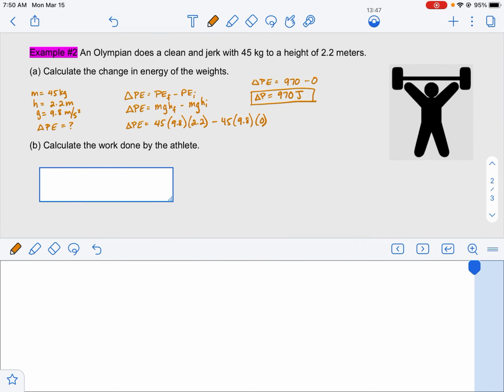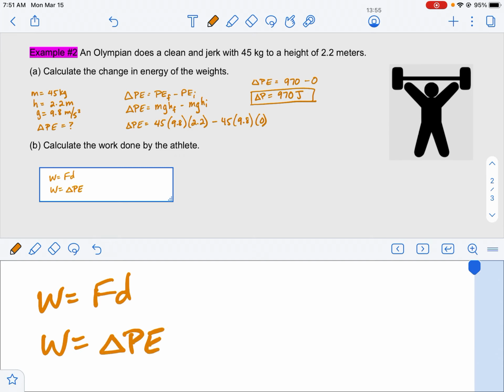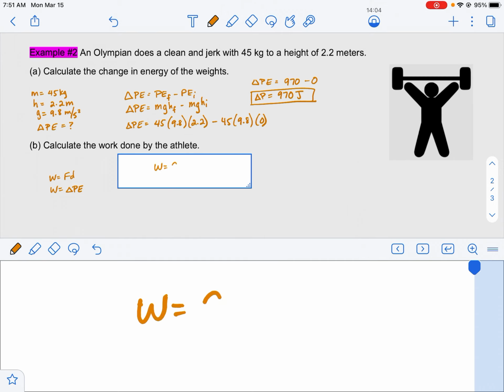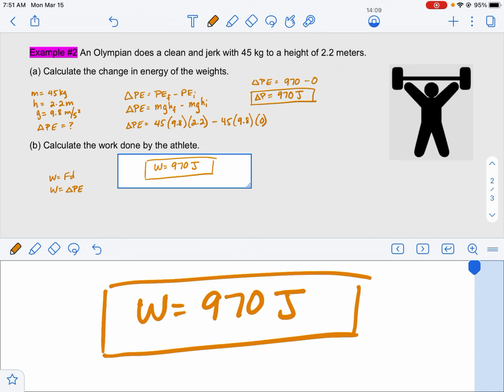Calculate the work done by the athlete. Okay, so I know that work is force times distance, but I also know that work is equal to the change in potential energy. And since I just figured out the change in potential energy is 970 joules, I know that the work is also 970 joules without doing any calculation because that's the change in potential energy. Isn't it nice that they're measured in the same units? That is one reason they're measured in the same units, right? Joules and joules and joules. Work is equal to the change in potential energy. Work is equal to the change in kinetic energy, and they are all measured in joules.